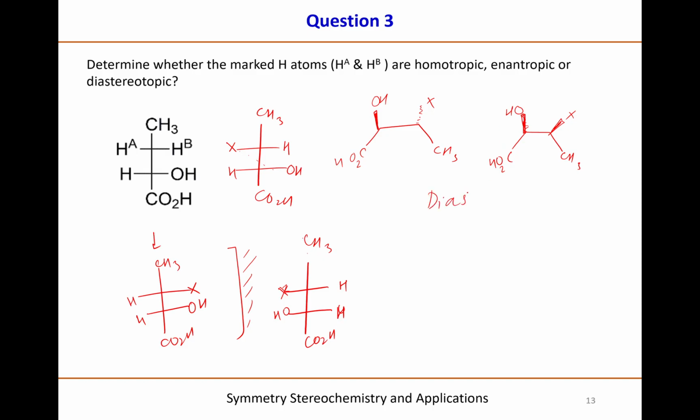So that's why these two protons are diastereotopic. And there is no symmetry element present. That's why the molecule is chiral and the isomers are diastereomers, and protons are diastereotopic. Okay, got it?